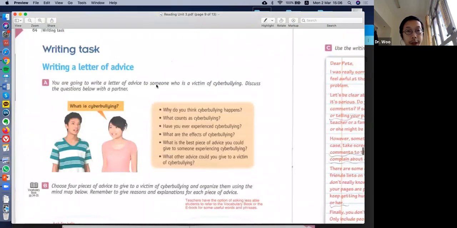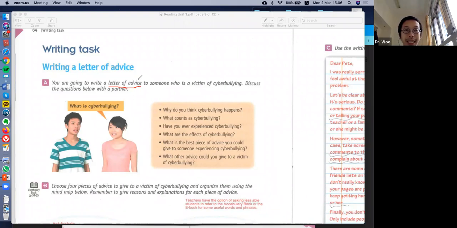So, we're writing a letter of advice. It's different from a letter to the editor, okay? In a letter to the editor, it's a public letter, and we're writing our opinions. A letter of advice is usually a private letter, and we're trying to help someone. What is cyberbullying? That's an important thing to define in our letter.